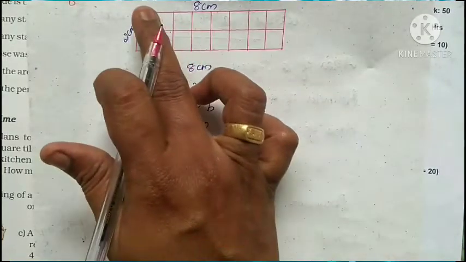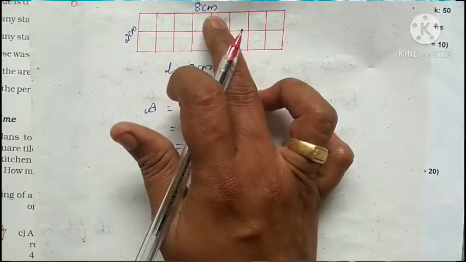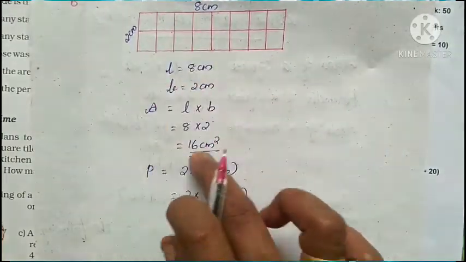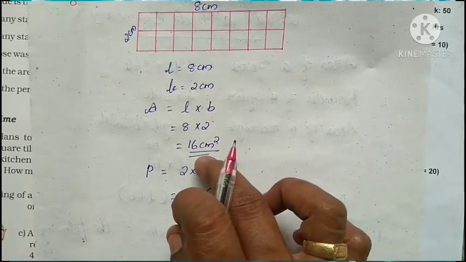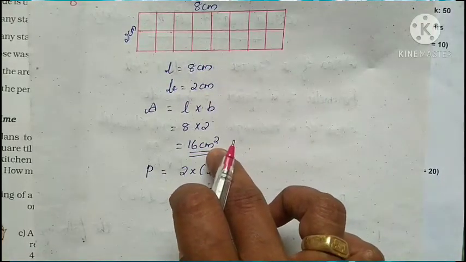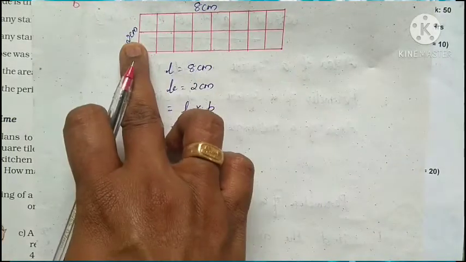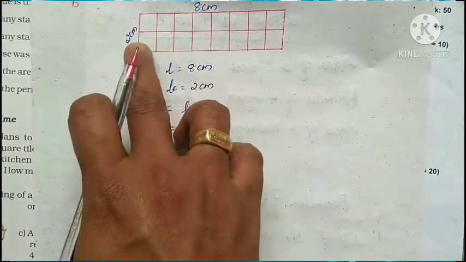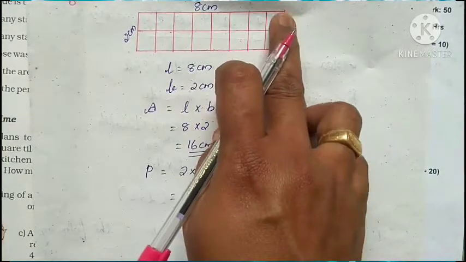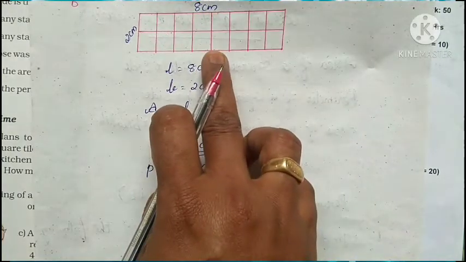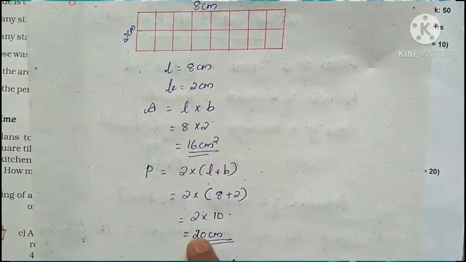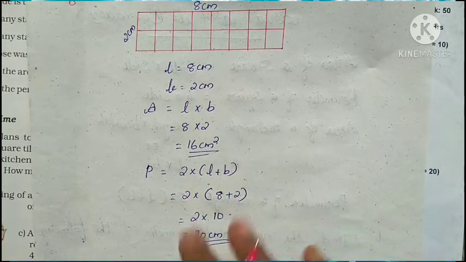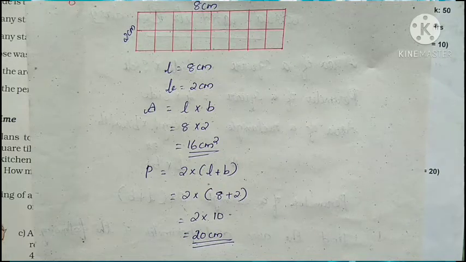Otherwise, we have to count the squares. We can find out the area. 1, 2, 3, 4, 5, 6, 7, 8, 9, 10, 11, 12, 13, 14, 15, 16. So the area is 16. So if we know the formula, at that time we have to use the formula. It's easy to find out. Otherwise, count the unit squares. Understand? For perimeter, we add the measures of the boundary. 8 plus 2, 10. Here also 8 plus 2, 10. 10 plus 10, 20. So these are the two ways to find out the area and perimeter of these figures. Understand?